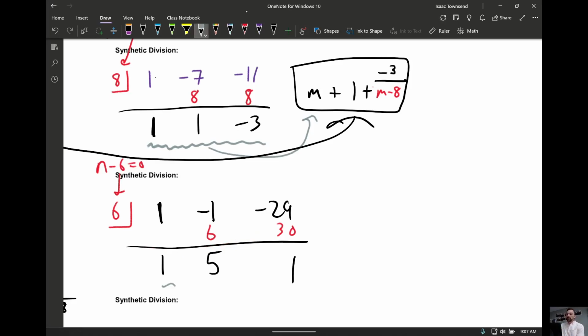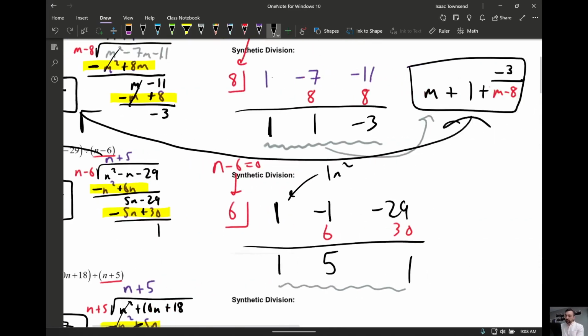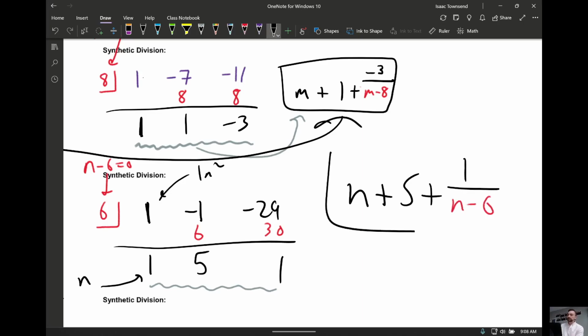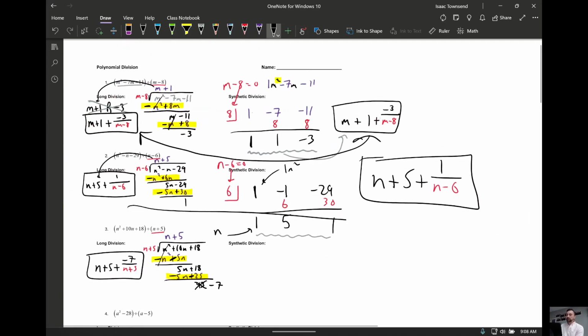And then finally, making sense out of these last numbers, this represented 1n squared, I believe. Yeah. So when I divide it by an n, I lower the degree by 1. So now this represents the number of n's. The next number would be the constant, and the last number is the remainder. Remainder still needs to be put over the divisor. So same thing we got with long division, just a different process.